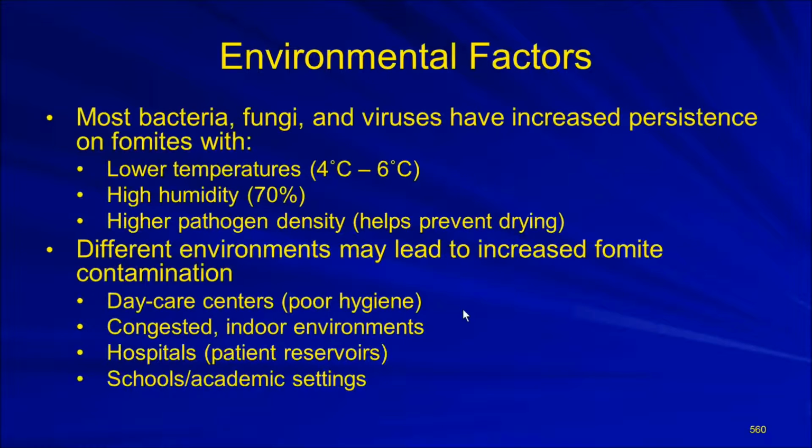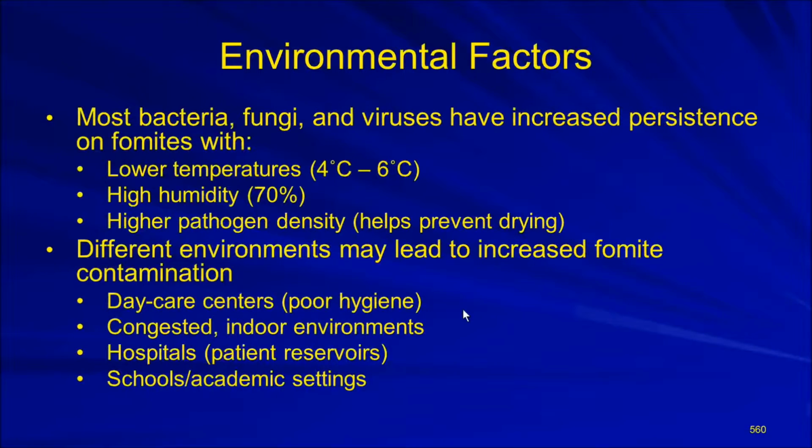There are some exceptions to the rule, but in general, most bacteria, fungi, and viruses have increased persistence on fomites with lower temperatures, around 4 degrees Celsius to 6 degrees Celsius, with higher humidity, around 70%, and with higher pathogen density. What this means is that if you have a lot of bacteria and viruses clumped together in a small space, they provide moisture to each other, retain moisture, and that helps prevent them drying out and dying.